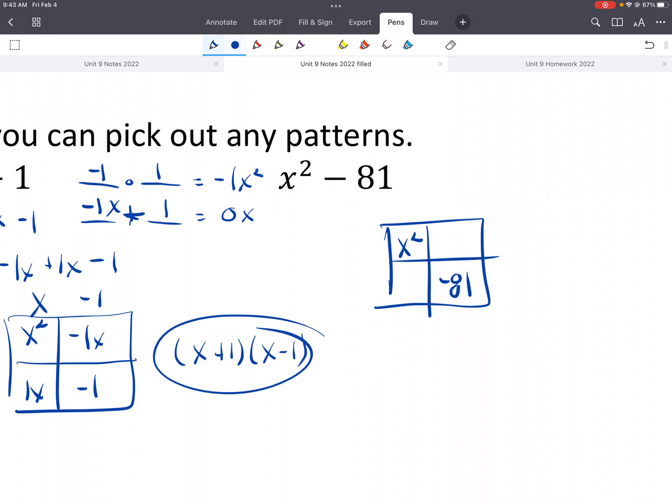And they have to be the same number, right? So it's got to be 9 and 9. So one will be a positive 9, and one will be a negative 9. Okay, because then if you add those together, that would give us 0. So we got x and negative 9 and x and a positive 9.